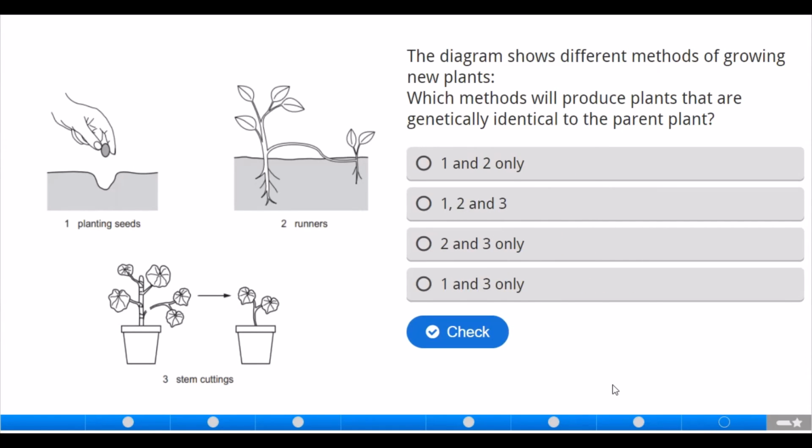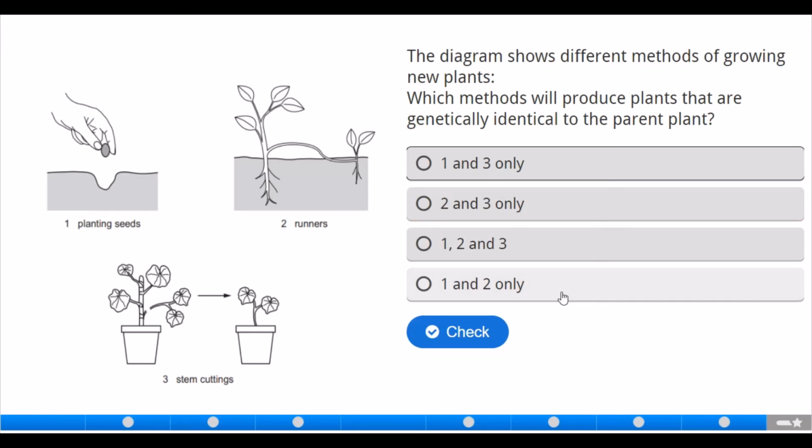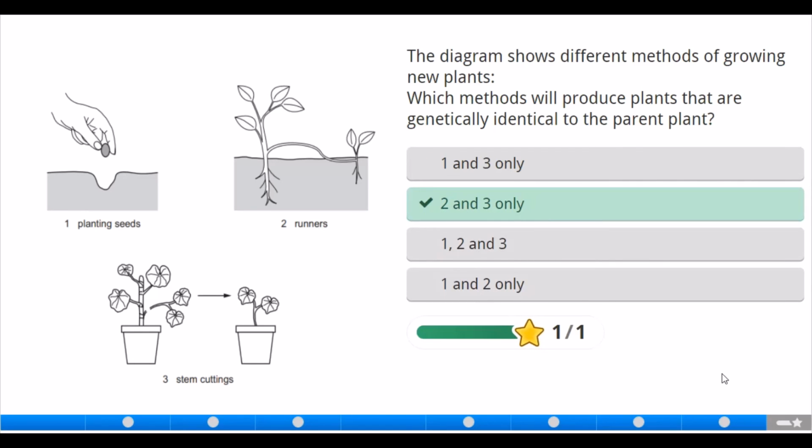The diagram shows different methods of growing new plants. So we have three different methods here. Which methods will produce plants that are genetically identical to the parent plant? Let's see, is it one, two, three? No. Let's try again. Is it two and three only? Yes, two and three only.